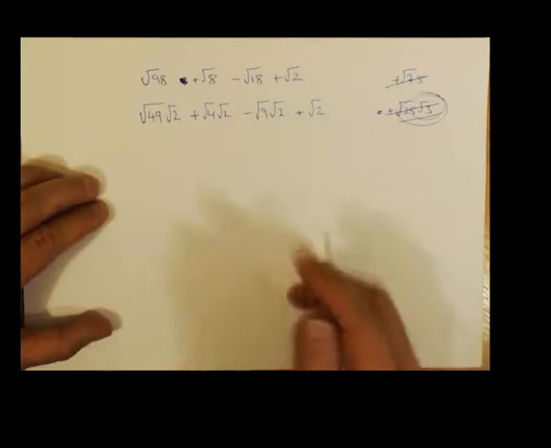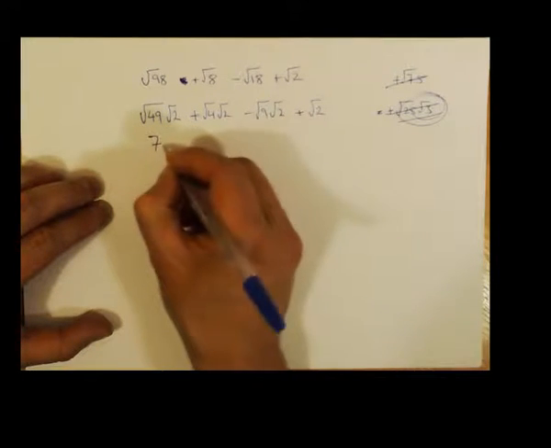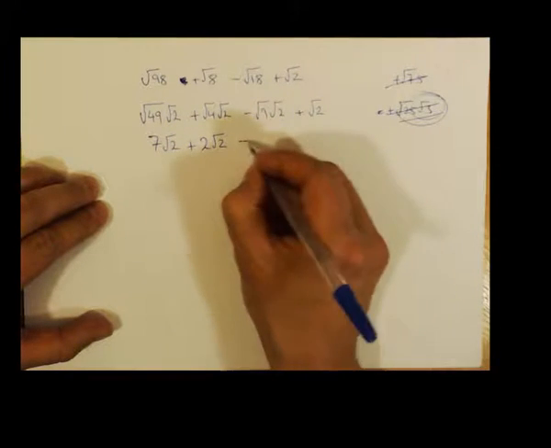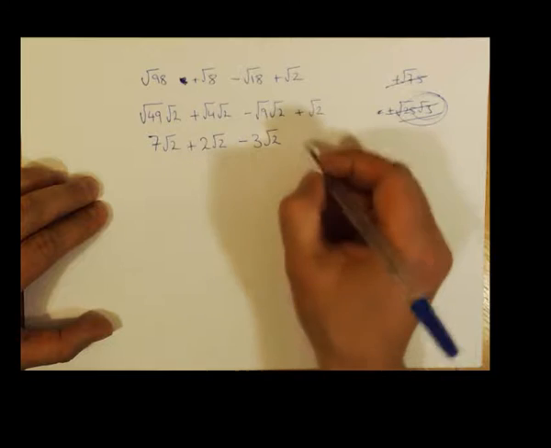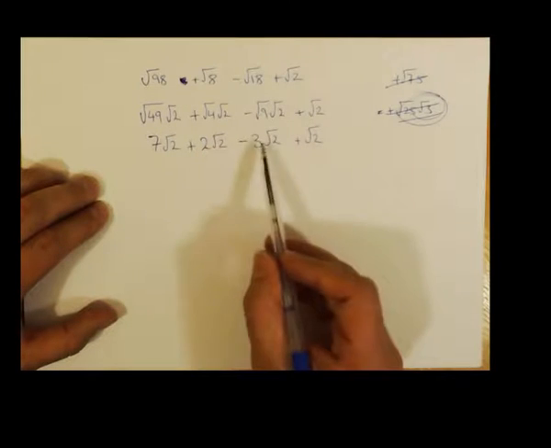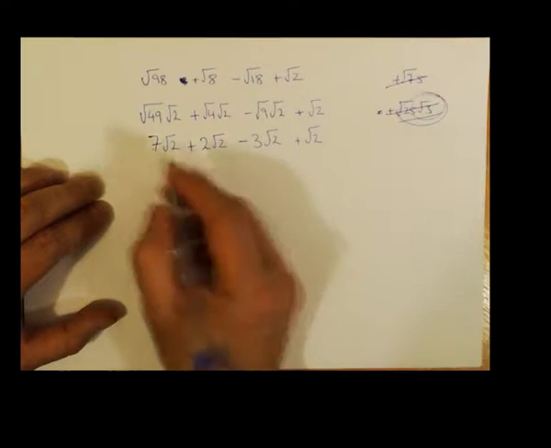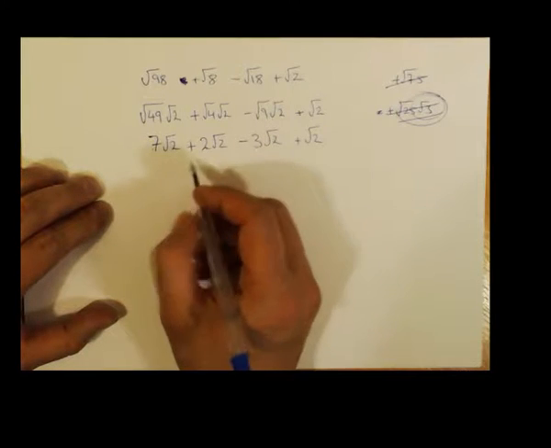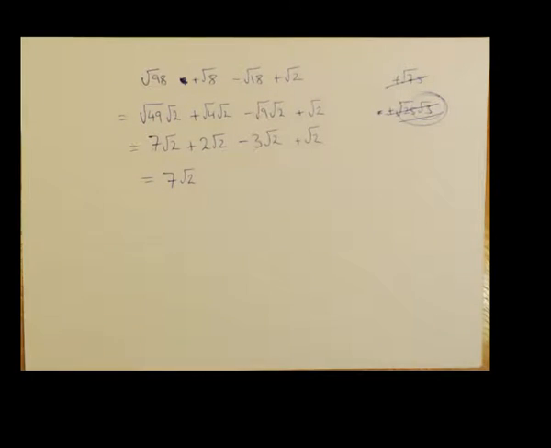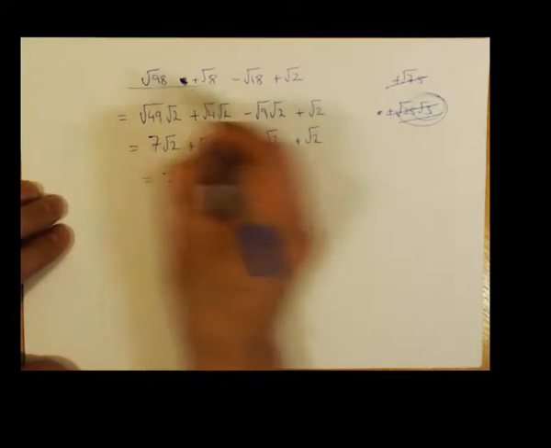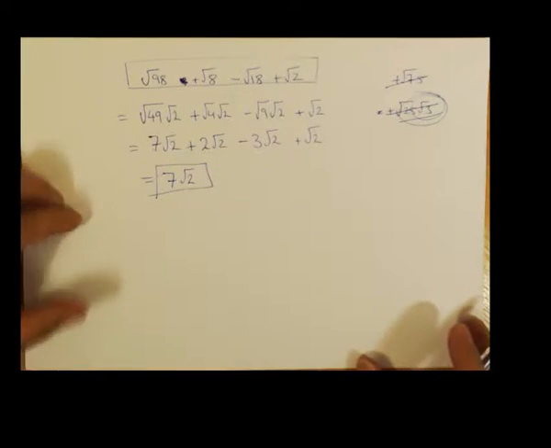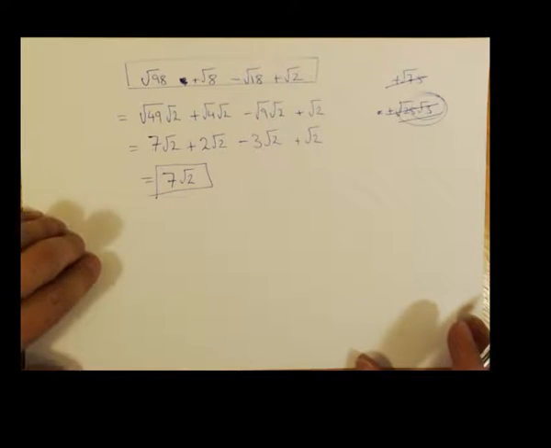Now the square root of 49 is 7, so we have 7 root 2. The square root of 4 is 2, so we have 2 root 2. The square root of 9 is 3, so I have 3 root 2, and root 2 is just root 2. Then we just count up how many we have. I have 7 plus 2, take away 3, plus another 1, that's equal to 7 root 2's altogether. So there we go. We've tidied up a messy expression into a much tidier expression. And that's what we do when we factorize to simplify surds.